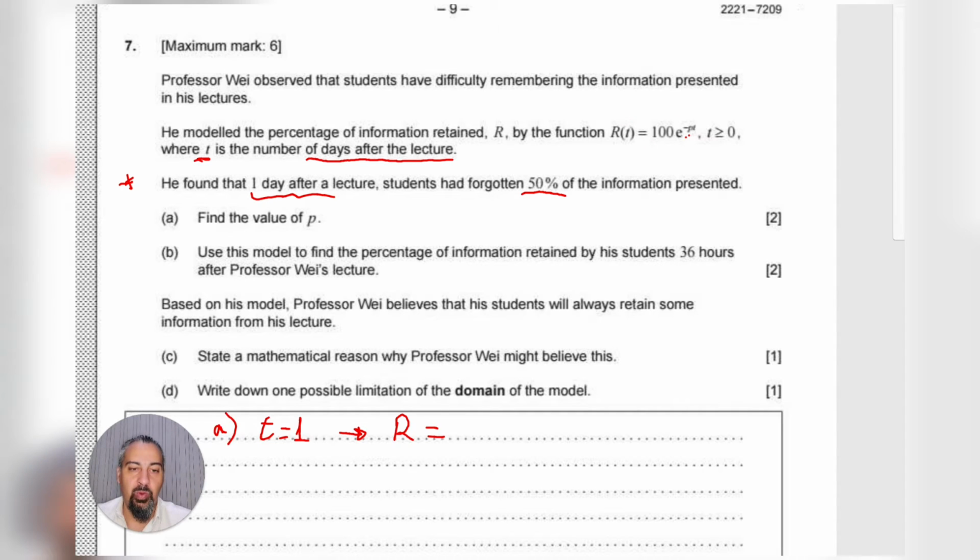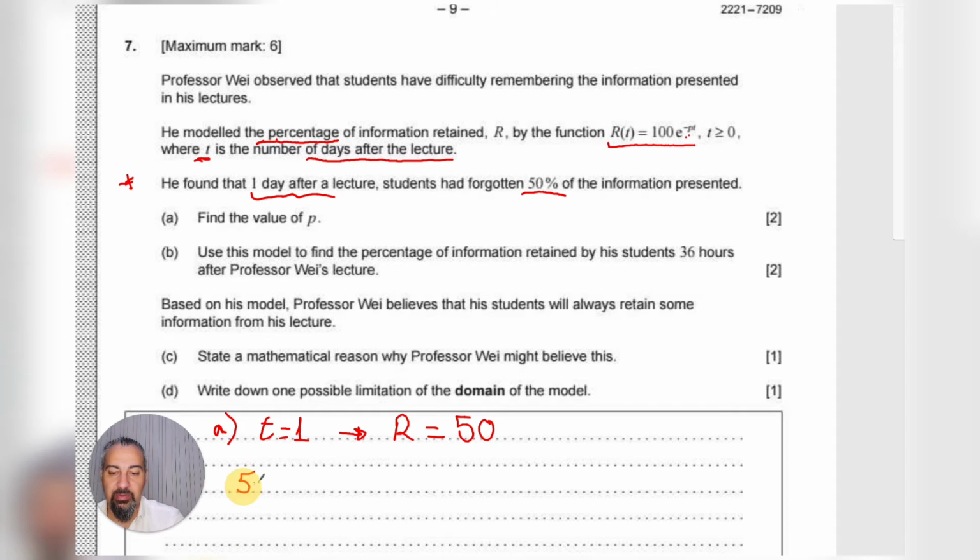We must notice that in the function there is no percentage given or written, but the function itself models the percentage. So this means the result of R is a percentage, which means that we will substitute R with just 50, not 50%. Because if we substitute R with 50%, this means it's just half. No, R is 50 because the function is a percentage itself. So these are the initial values. We will substitute them to get the value of p.